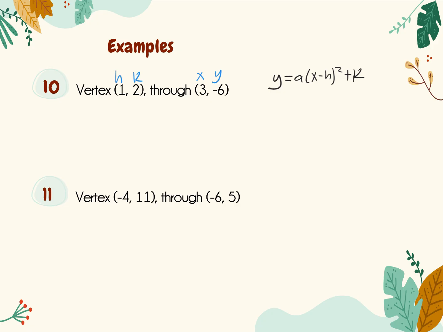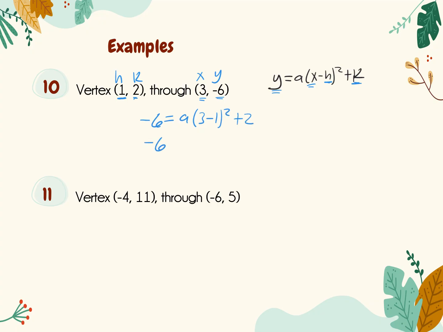So let's go ahead and plug in all the information that we have, right? This 1 is going to go in for that h. This 2 is going to go in for that k. This 3 is going to go for the x. And then this -6 is going to go for the y, right? So then we get -6 equals a, right? A is the only thing that we don't have something filled in. 3 minus 1 squared plus k, so plus 2.